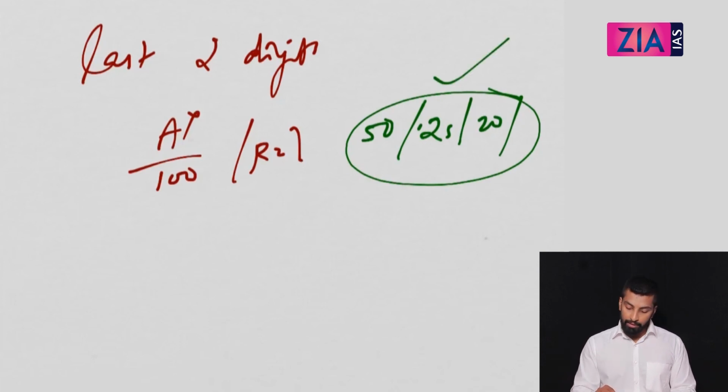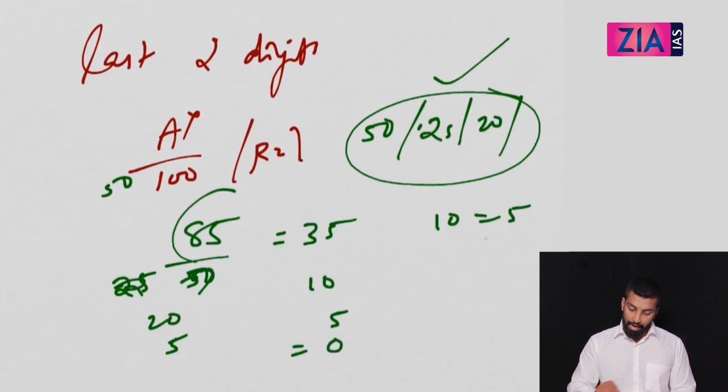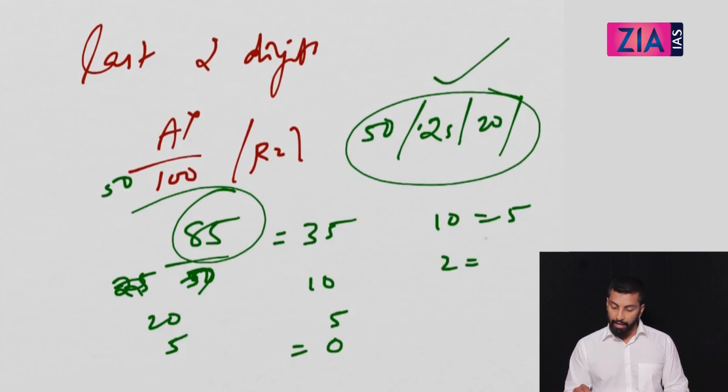Let's suppose last two digits that you got is 85. If you need to divide by 50, you get the remainder 35. If divided by 25, you get remainder 10. If divided by 20, you get remainder 5. If divided by 5, you get remainder 0. If divided by 10, you get remainder 5. I hope you can understand. If divided by 2, you get remainder 1. If divided by 4, you get remainder 1.